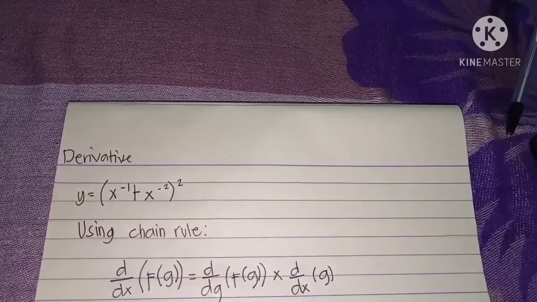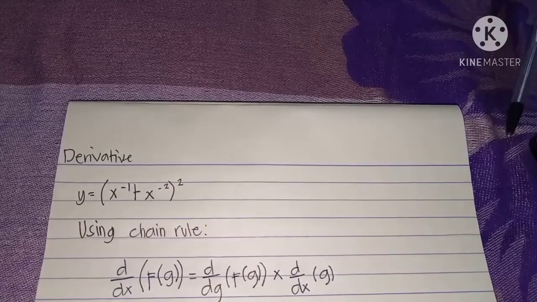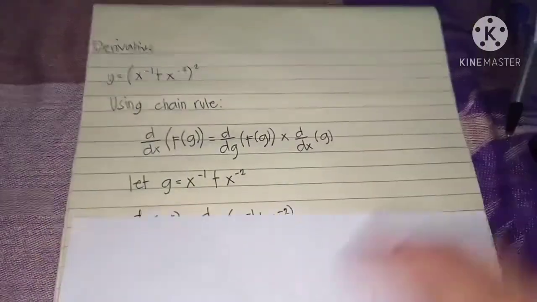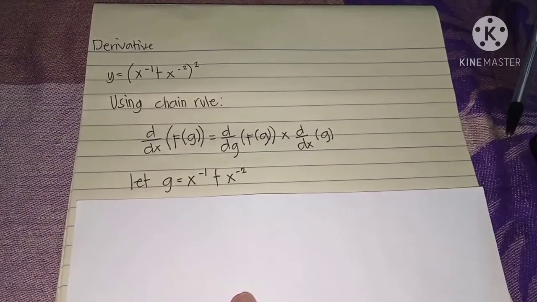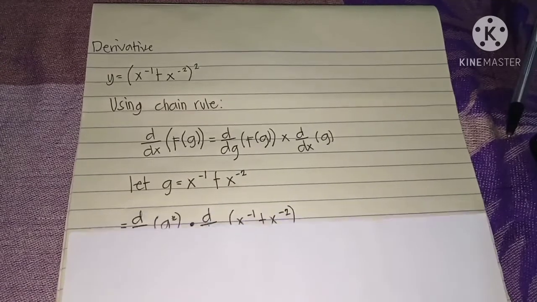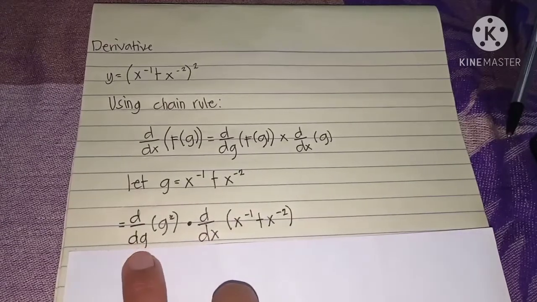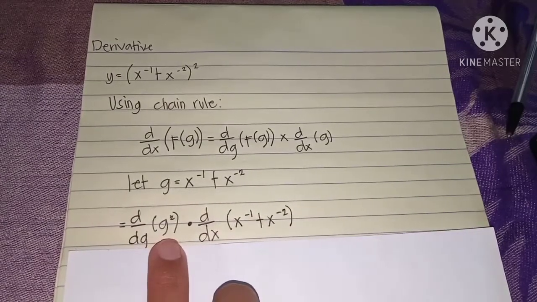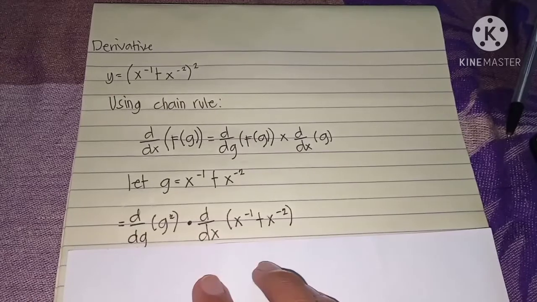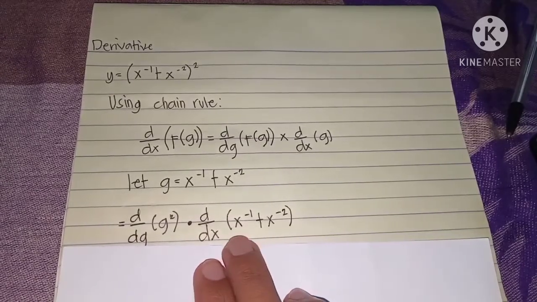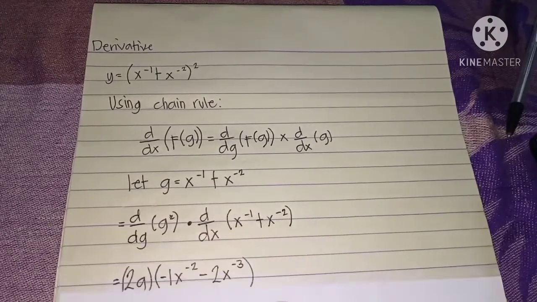Now we let g equal x raised to the power of negative 1 plus x raised to the power of negative 2. So we will distribute it now: d over dg of g squared multiplied by d over dx of x raised to the power of negative 1 plus x raised to the power of negative 2.